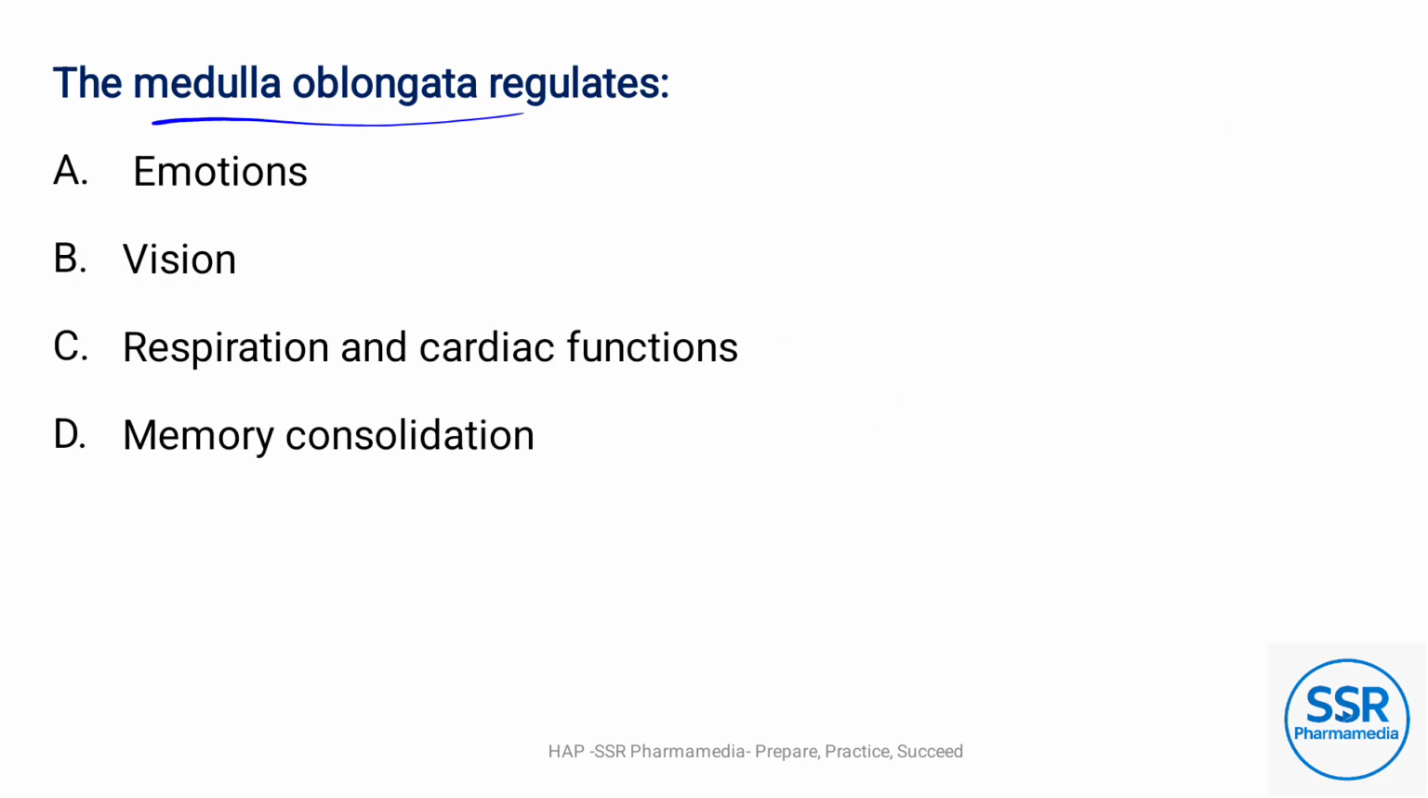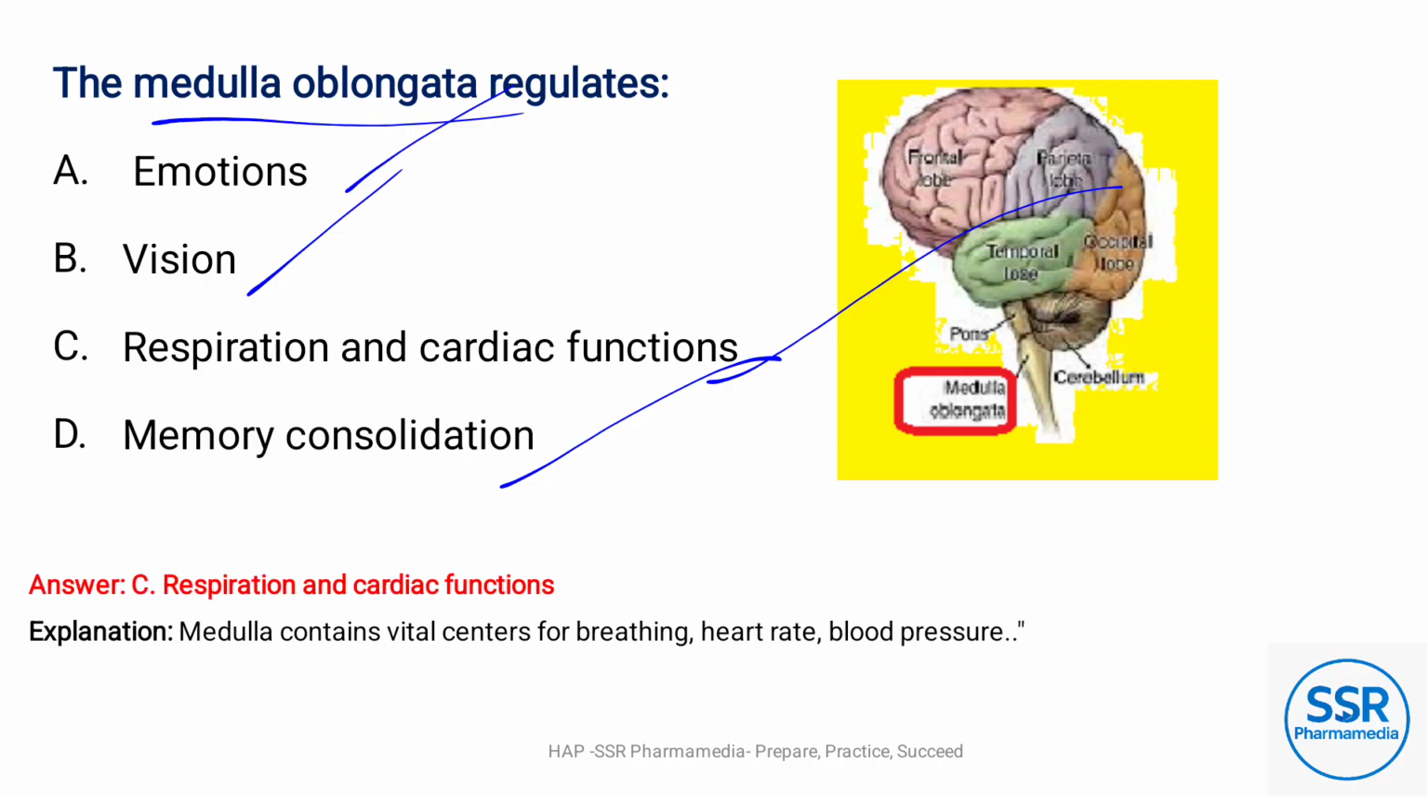Next, medulla oblongata regulates: option A, emotion; option B, vision; option C, respiration and cardiac function; option D, memory consolidation. So the answer is option C, respiration and cardiac functions. The medulla oblongata coordinates respiration and cardiac functions. It contains the vital centers for breathing, heart rate and blood pressure.